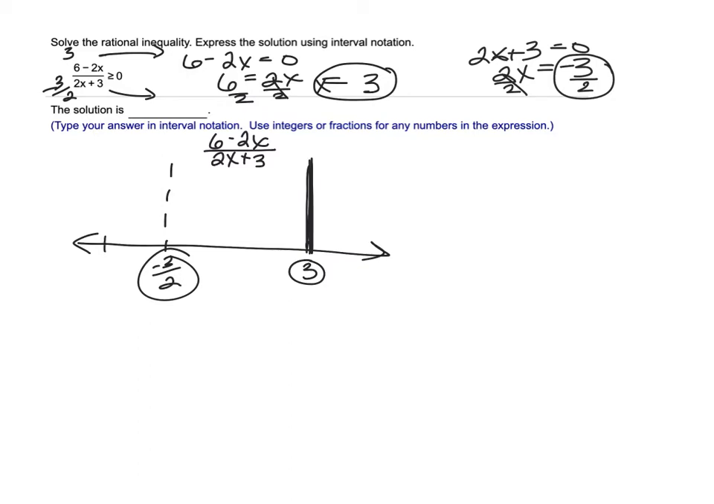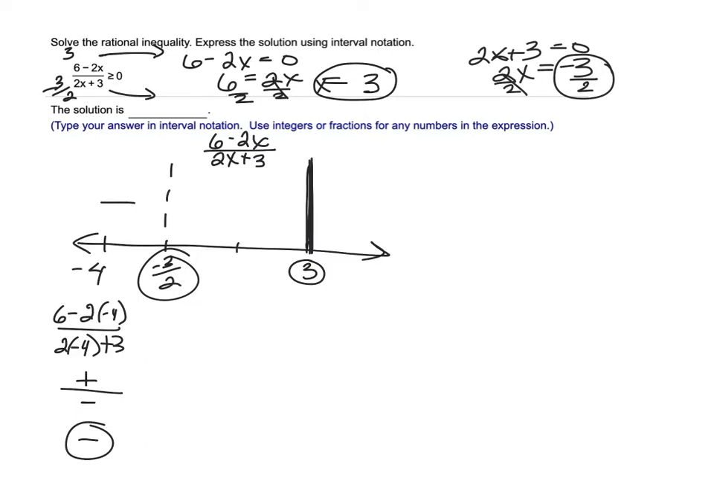So let's start with something less than negative 3.5. I'll pick negative 4. If you plug negative 4 into the function, you get 6 minus, and if you were to plug in negative 4, like that, you get 6 plus 8, which is positive, right? And then negative 8 plus 3 is negative. So we have a positive divided by a negative, which gives me negative. So that whole interval is negative.